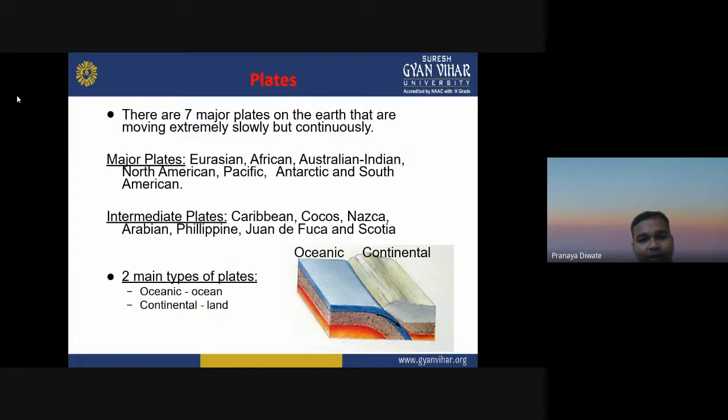Then you have intermediate plates like Caribbean, Cocos, Nazca, Arabian, Philippines. So these are the different plates we have. There are two main types of plates: oceanic plate and continental plate.